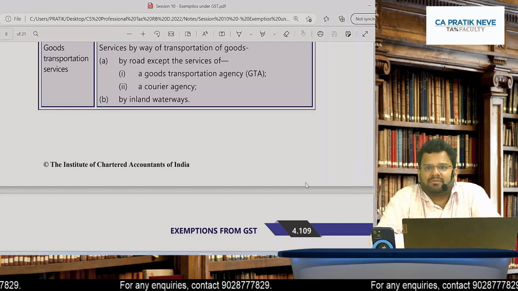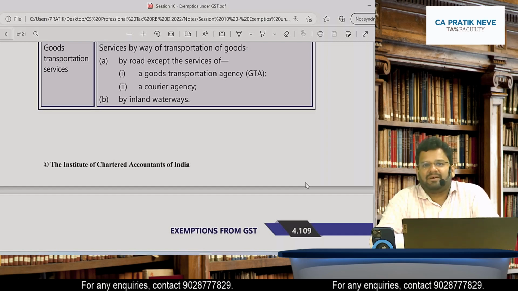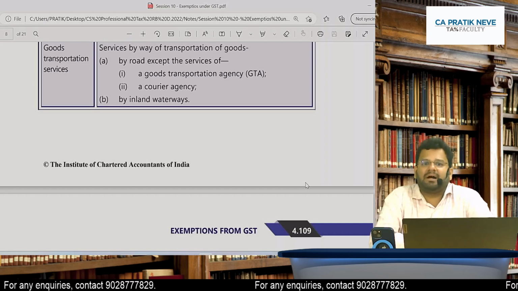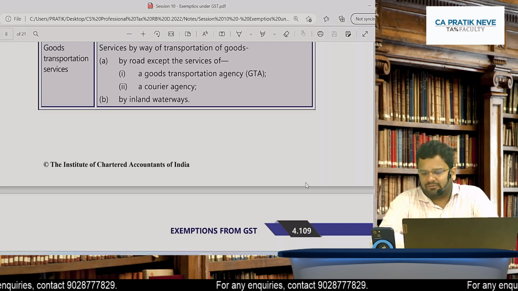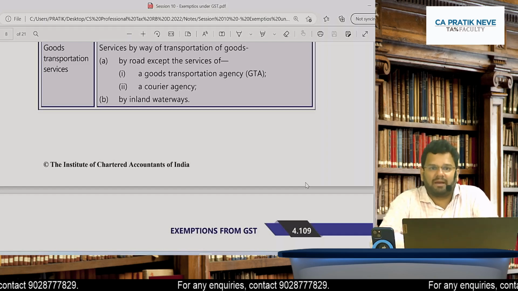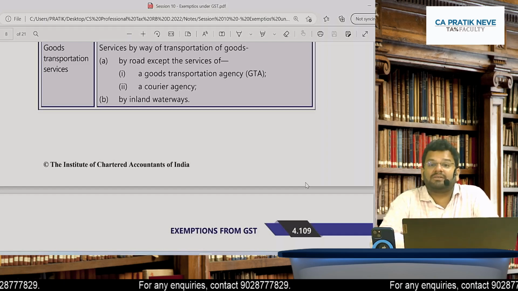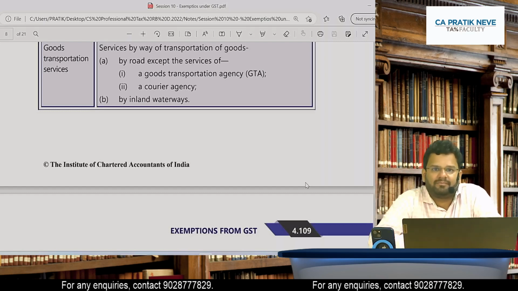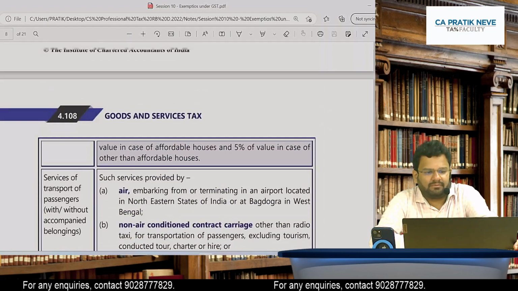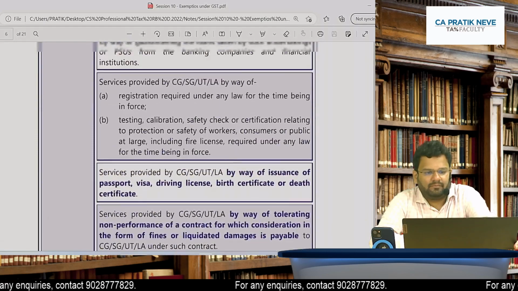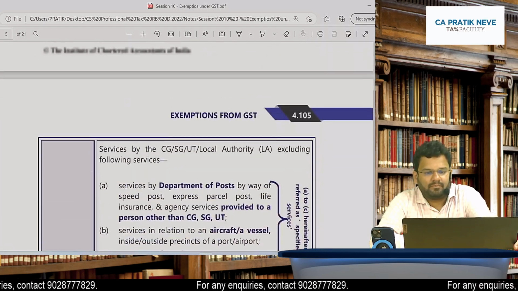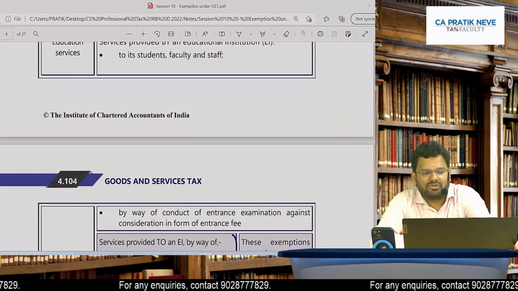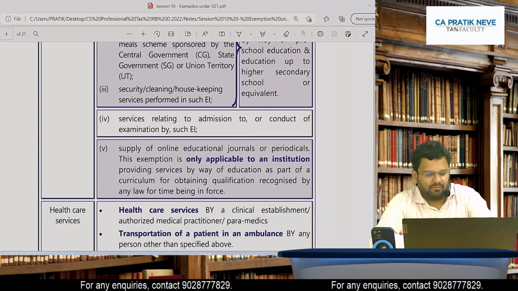Did you understand my sentence? Some outward supplies by them are exempt, and some inward supplies for them are exempt. So you have to be careful in the words "to" and "by". And another thing, you have to understand what exactly is the meaning of the term education institution. That's very critical for us to understand.